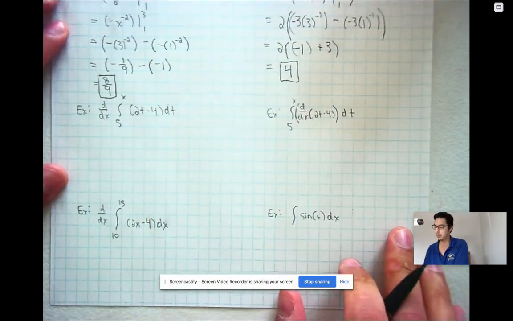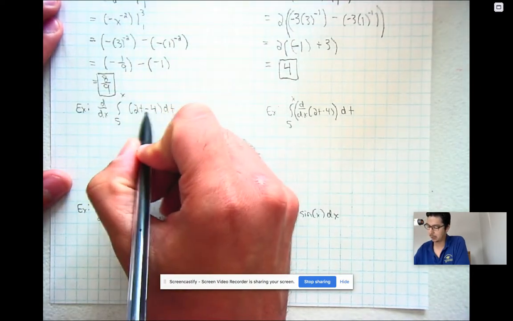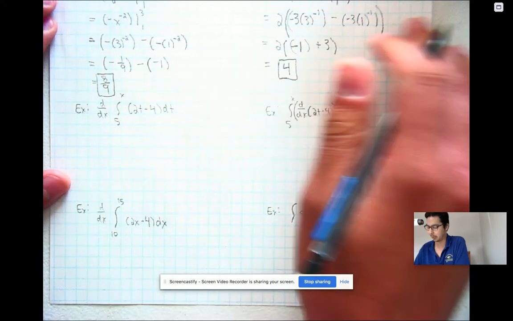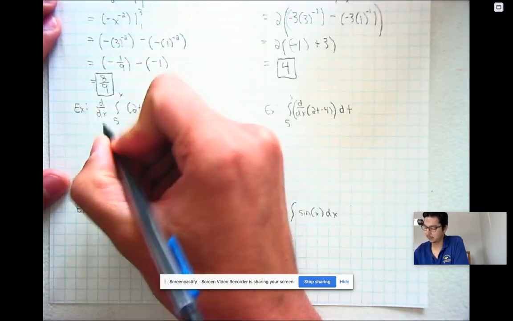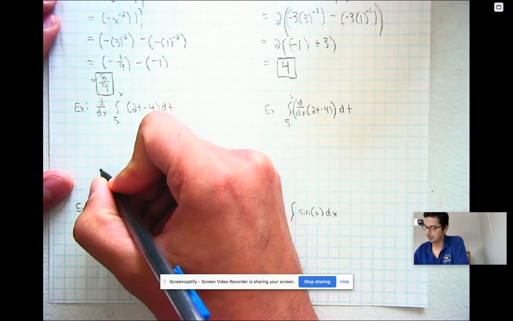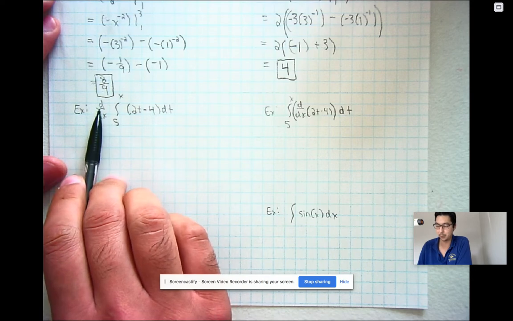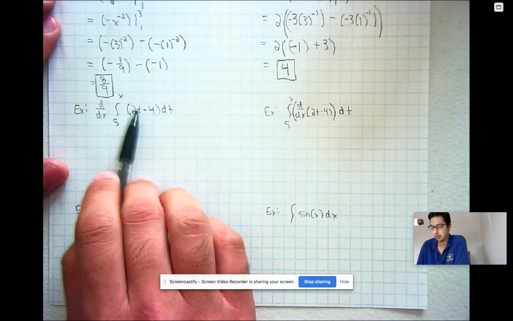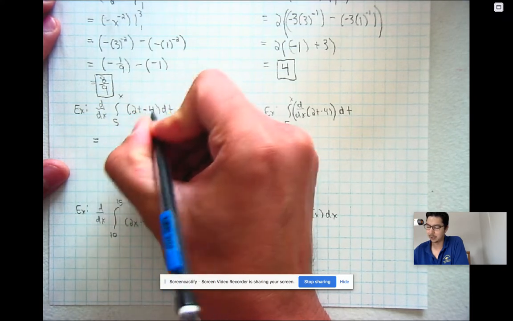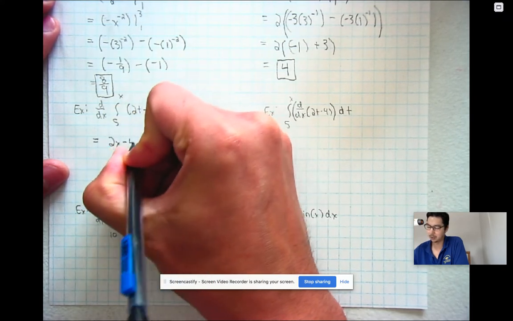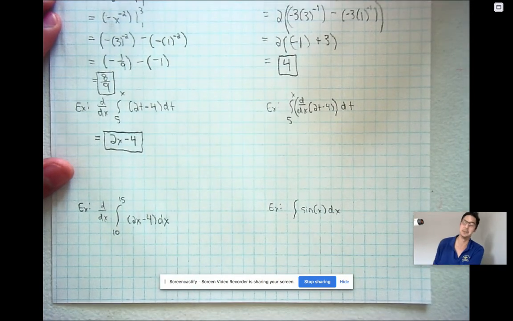So what's the derivative of the integral of 2t minus 4 dt from 5 to some variable x? Now, I'm going to skip a few steps. This right here is actually the first part of the fundamental theorem of calculus, where if you take the derivative of an antiderivative for some value we don't know, you can just evaluate this function at x. So that gives us 2x minus 4. And it's really that easy.